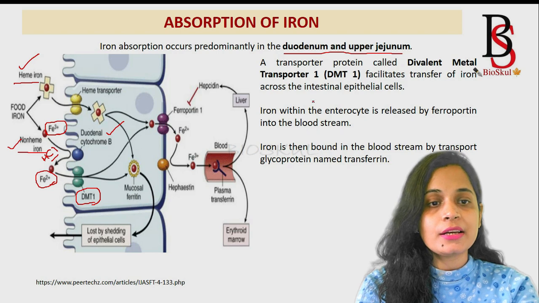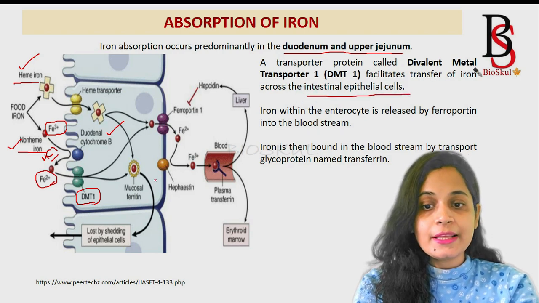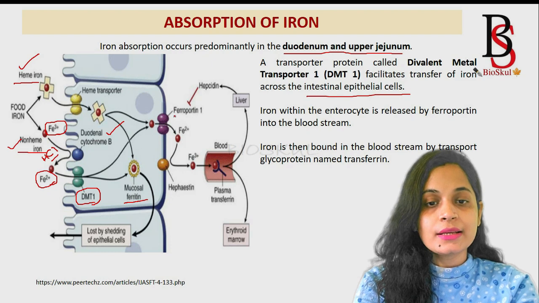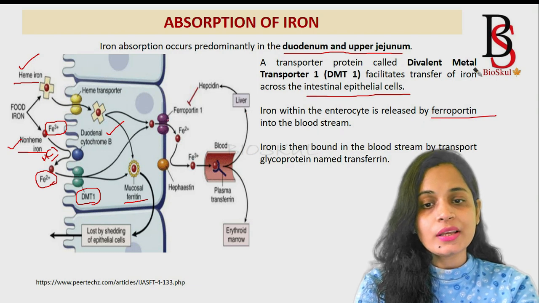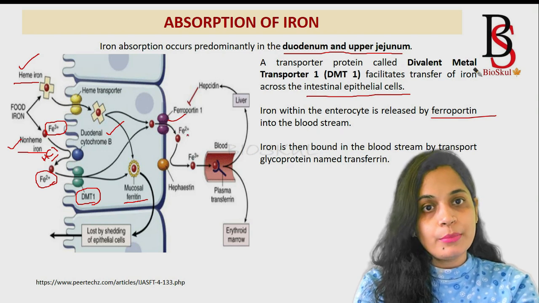It will help in the transfer of iron across the intestinal epithelial cell. If it has to remain in the enterocyte, then it will combine with ferritin. Otherwise, iron within the enterocyte is released by ferroportin 1. Here it is, ferroportin 1. By ferroportin 1, the iron is released into the bloodstream.